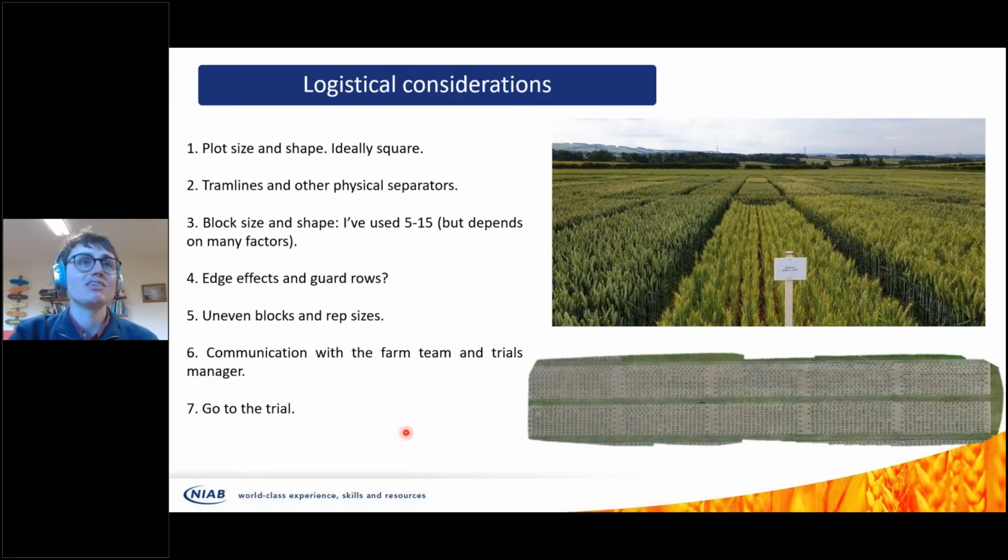So when it looks good on the computer, you need to think about actual plot size and shape. Ideally, square plots are better, but we really rarely have square plots. They're normally rectangular, so you need to think about your block sizes. You want to keep your block shape relatively square too. Tram lines and other physical separators really give me a headache when designing experiments.